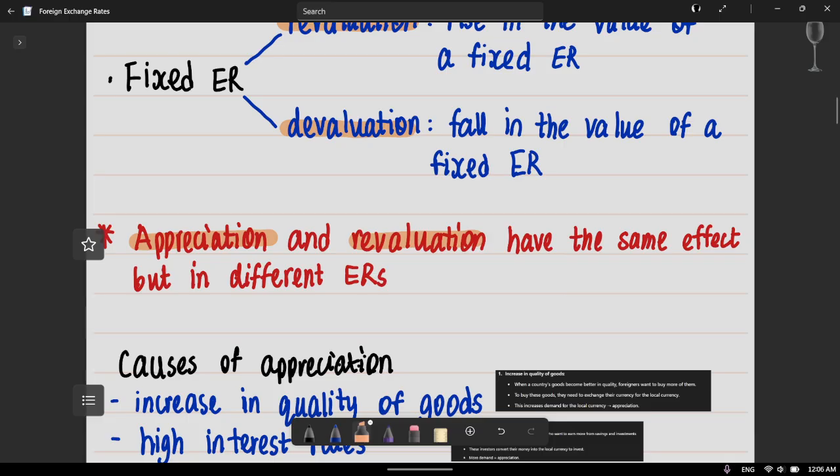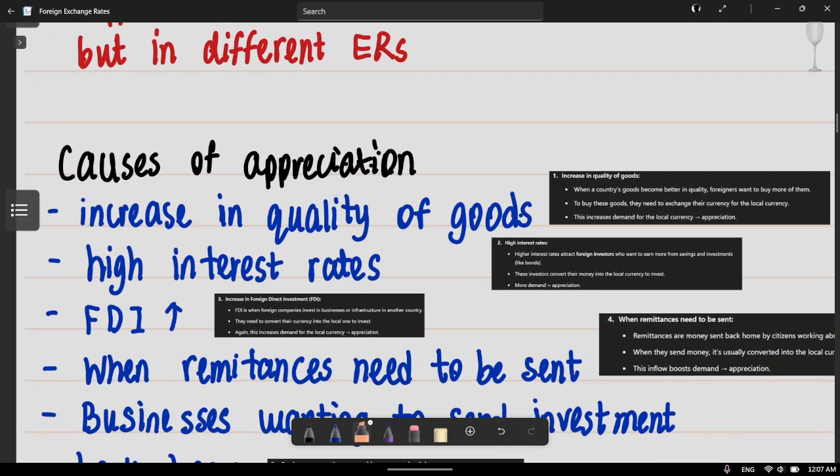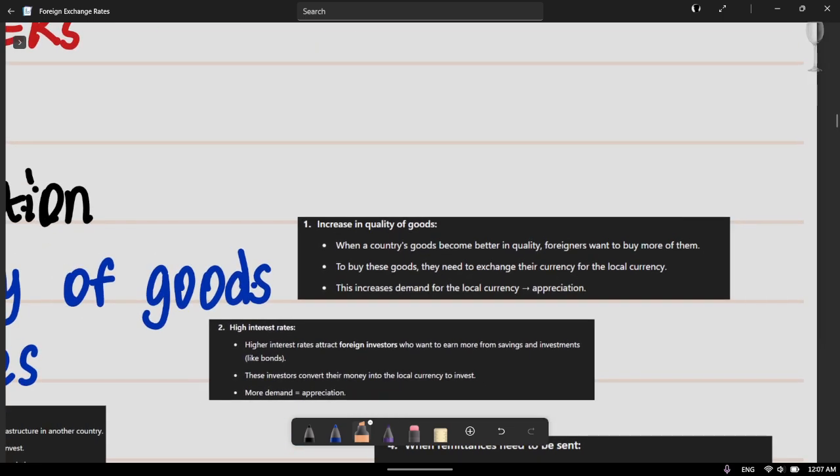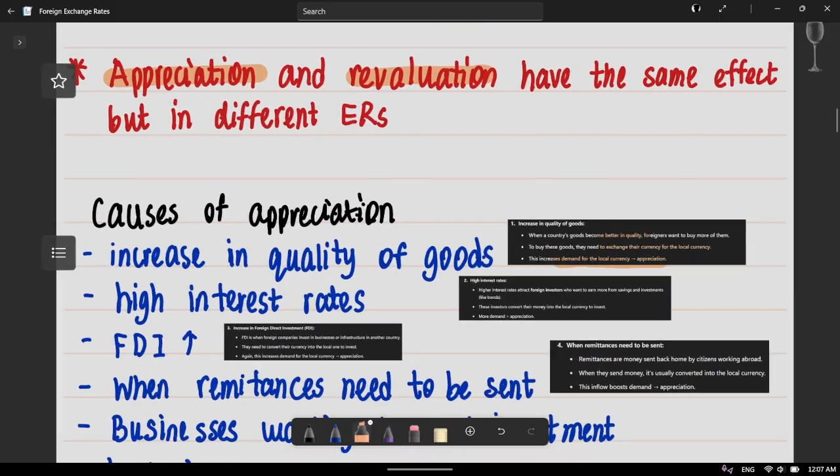Right. Now we need to know the causes of appreciation. Appreciation could be caused by an increase in the quality of goods. Now, why is that? When a country's goods become better in quality, foreigners would want to buy more of them, right? Now, to buy these goods, they need to exchange their currency for the local currency so that they can buy the goods in the local currency. This would basically increase the demand for the local currency, which would essentially lead to appreciation.